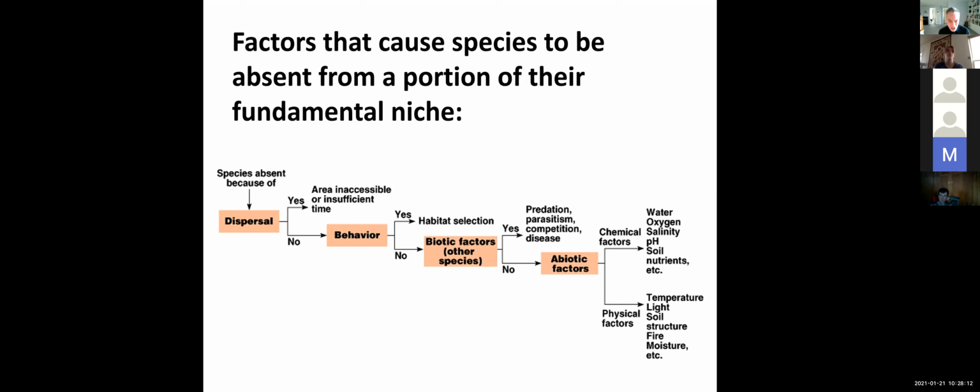If the answer is no, they're not dispersing, then it could be because of behavior, right? If it's because of behavior, it means that those animals are making a selection about what habitat they prefer over others. So even though they can live in lots of different parts of that environment, there might be one specific habitat that better suits them than others. If the answer to that is no, then it could be biotic factors. So other species, in other words.